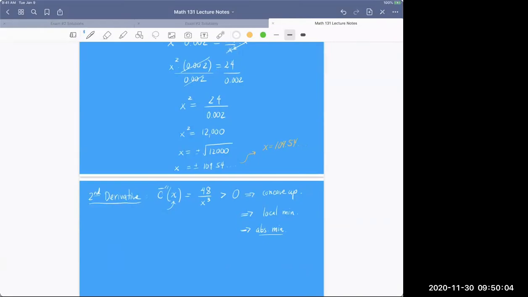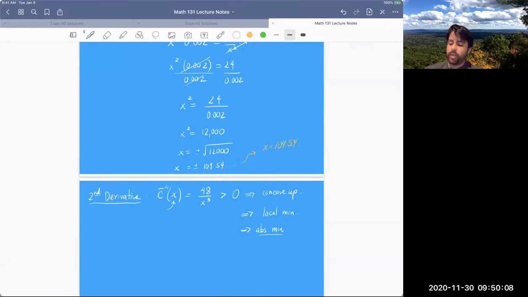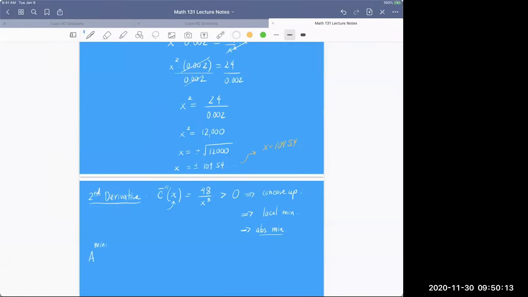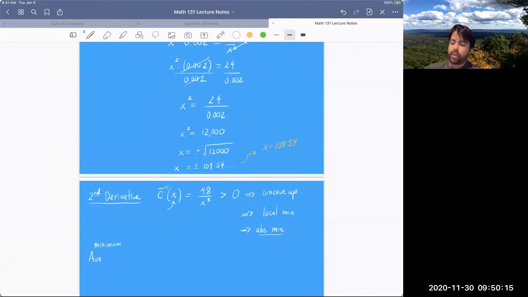That's right. So we just plug it into the original cost function, to figure out what the minimum average cost is. So you take h of 109.454, because it says find the level of production that minimizes the cost.